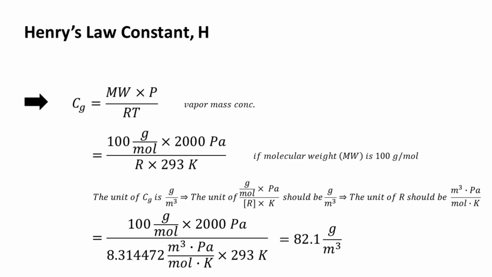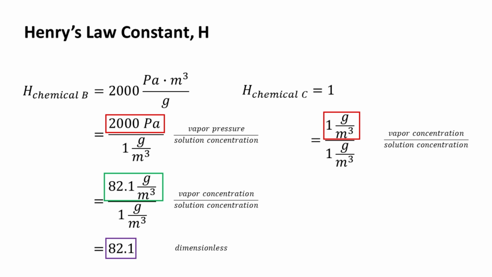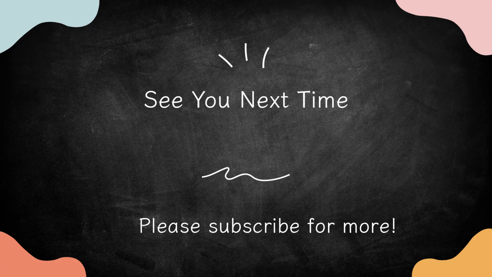As we substitute the value of R into the equation, we now can convert the vapor pressure P in the unit of Pa into its corresponding vapor concentration in the unit of gram per cubic meter. Therefore, if the solution of chemical C has a concentration of 1 gram per cubic meter, its gas phase vapor concentration at equilibrium should be 82.1 grams per cubic meter. Consequently, the corresponding dimensionless Henry's law constant is 82.1.